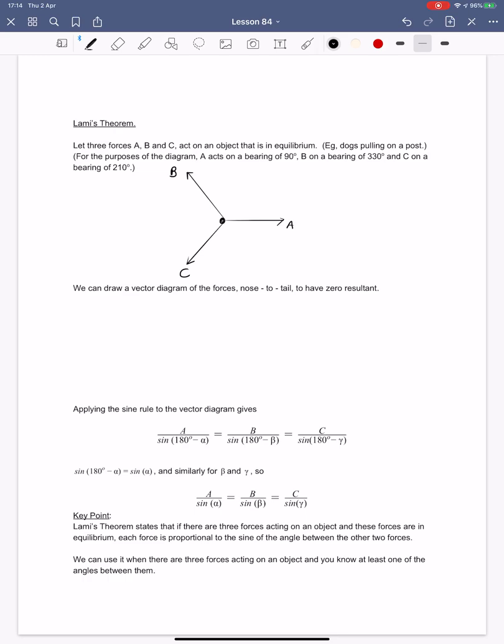For the purpose of the diagram, A is acting on the bearing of 90 degrees, B on a bearing of 330, so that's 30 degrees, and C on 210. So that's going to be 30 there. So we can draw a vector diagram of the forces nose to tail to have zero resultant. If we start with A, and then we tack B onto the end, and then C, so that's A, there's B, and there's C.